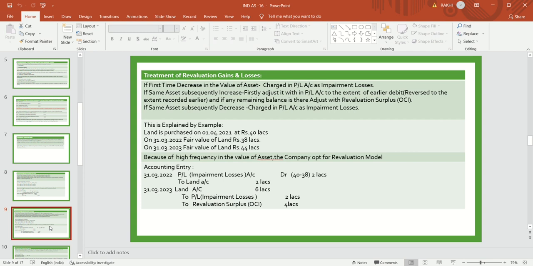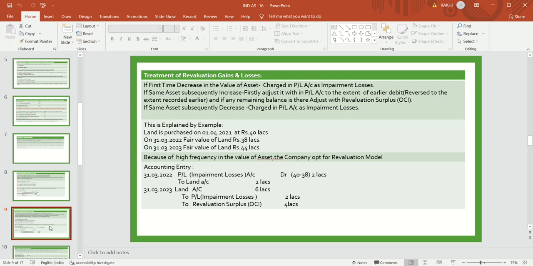Suppose land is purchased on 1st April 2021 at 40 lakhs. And on 31st March 2022, the fair value of the land is 38 lakhs, and on 31st March 2023 the fair value of land is 44 lakhs. The company opts for the revaluation model. How will the company make the treatment?